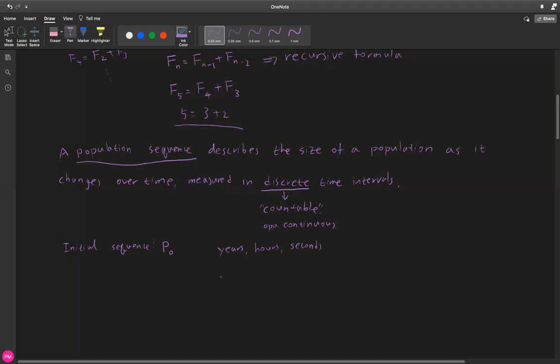Then we have changes in population. The change could be increasing or decreasing, or it could stay unchanged. So there is a change in the population, and this could either increase or decrease or just stay unchanged all the way through. And we call this a transition.